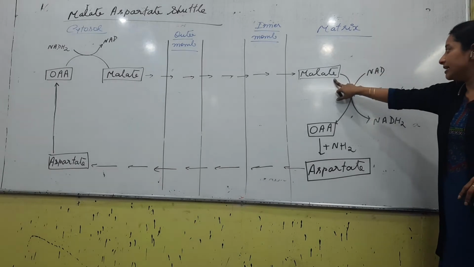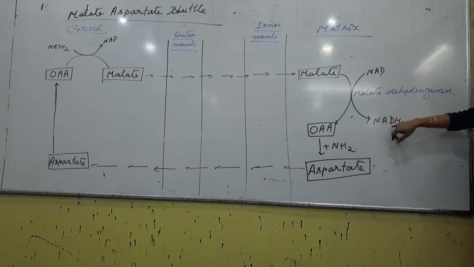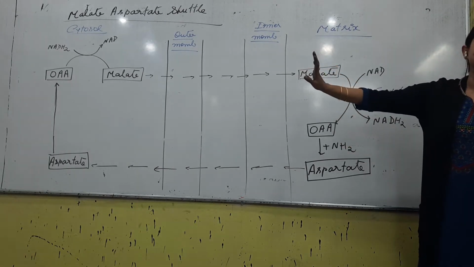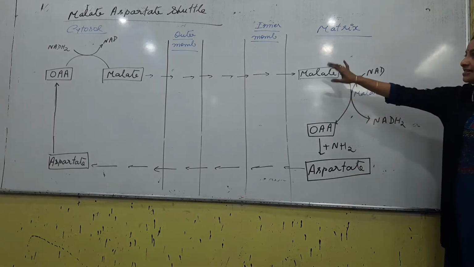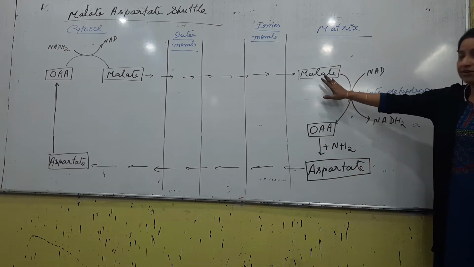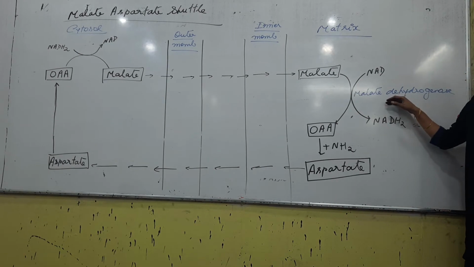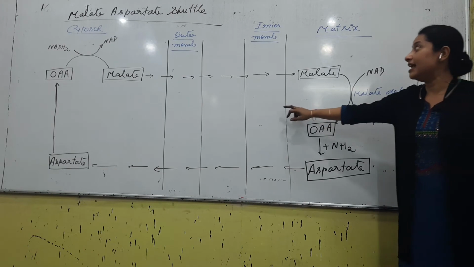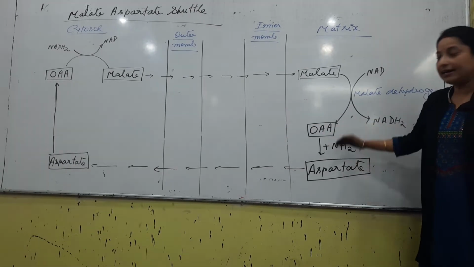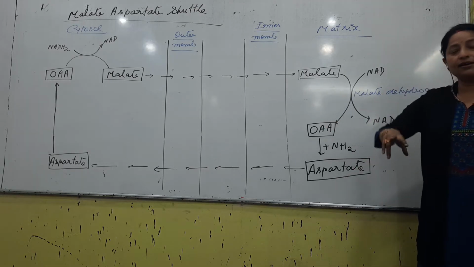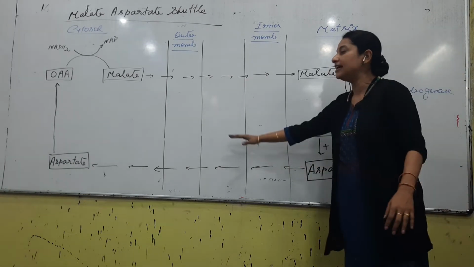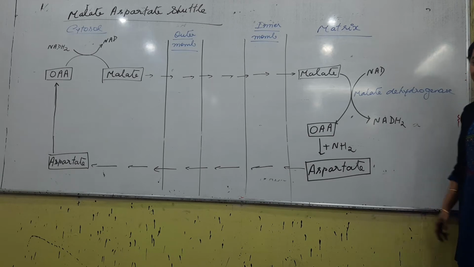Next, after malic acid gives out the electron to NAD, NADH is formed, and malic acid ultimately gets converted to oxaloacetic acid. Oxaloacetic acid was in the cytoplasm at first; now malic acid came into the matrix, and there it gave the electrons and was converted to oxaloacetic acid. But oxaloacetic acid is impermeable to the inner membrane, so it cannot go out directly. It has to be converted, with the help of ammonia, to aspartic acid, and only aspartic acid can go out from mitochondria, right?